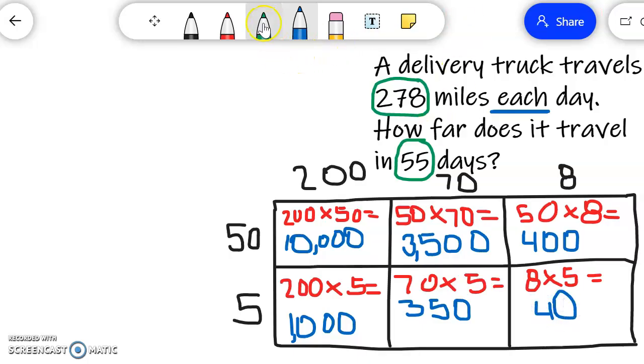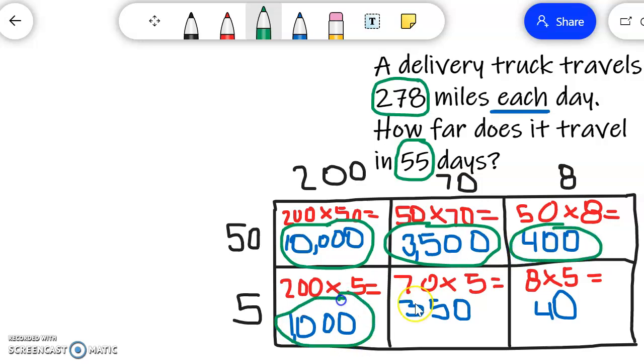So now I'm going to go ahead and circle all of my partial products, so I know what they are. Because using the area model, things can get kind of messy, and you don't want them to get messy. You want them to be as neat as you possibly can make them.